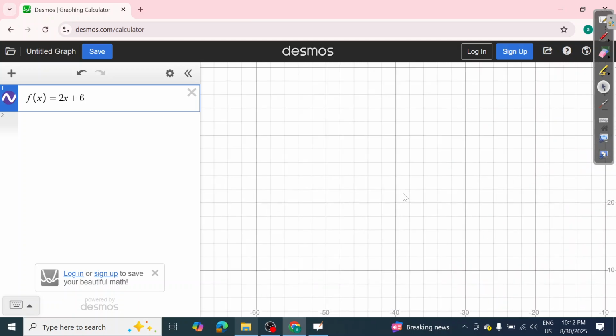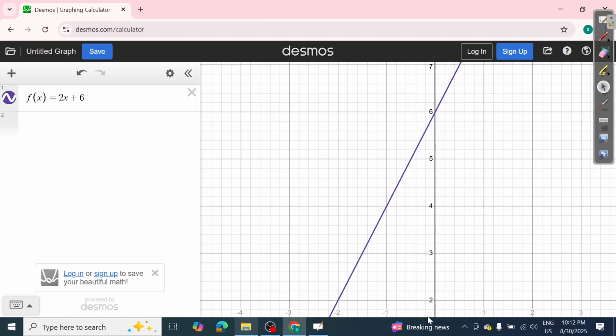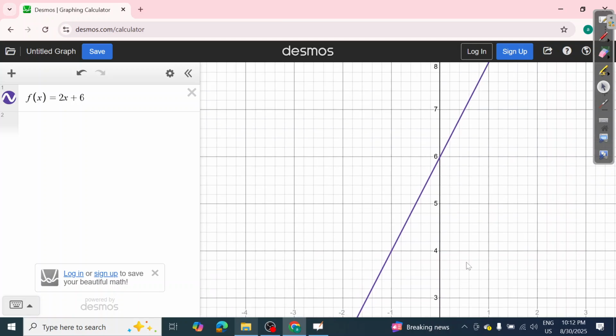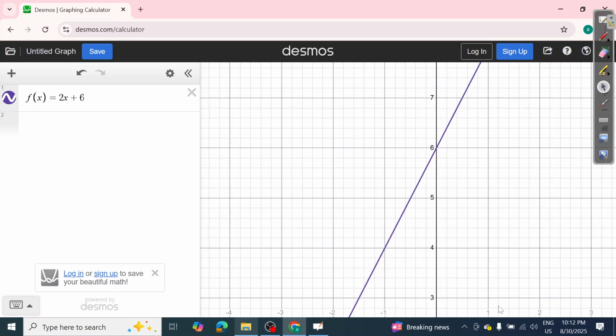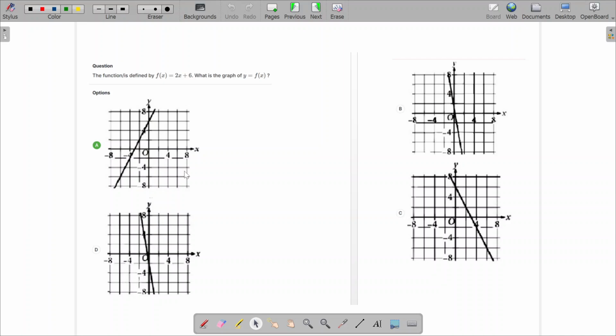Your graph looks like this. Always try to zoom in, because if you're zooming out, you cannot read it properly. You might miss something. So I can see my y-intercept is 6 and my x-intercept is negative 3. Negative 3 and 6. My graph looks like this exactly, right? And this is the only graph which is increasing in nature. The rest are decreasing, right? So option A ultimately will be my answer.